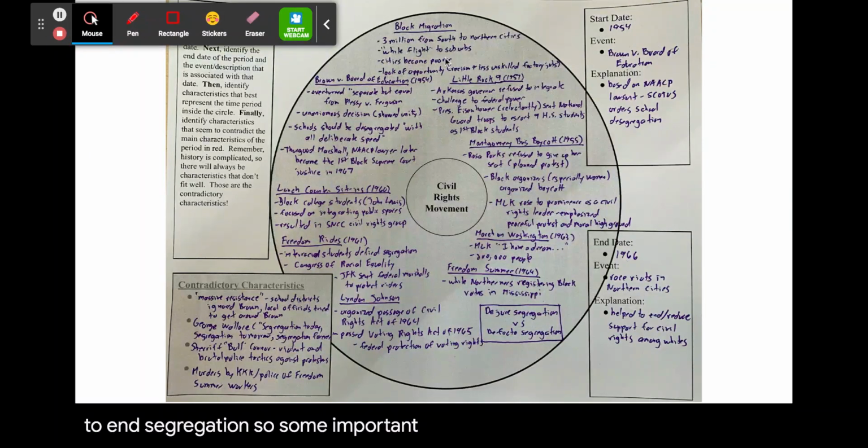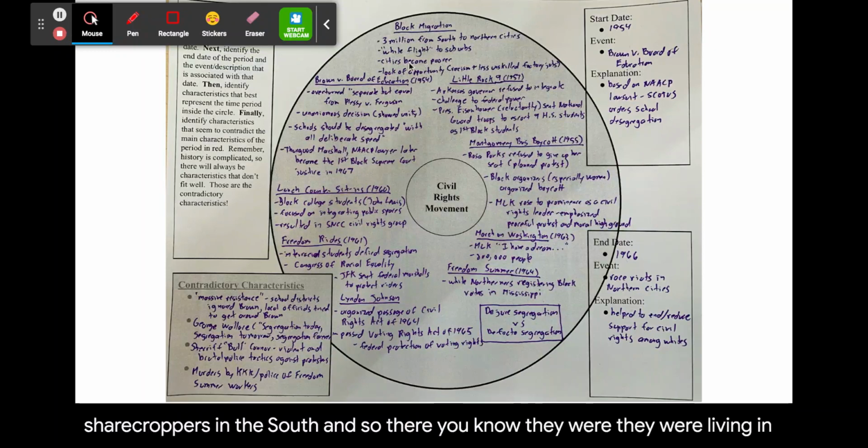So some important context here is Black migration. This is part of the Great Migration, right, of African Americans moving from the South to northern cities. About 3 million African Americans had moved from the South to the northern cities. And at the same time, you have white flight to the suburbs. So the cities became poor because many of these African Americans that came from the South were poor, right? They didn't have a lot of money because they were sharecroppers in the South. And so they were living in poverty in the cities.